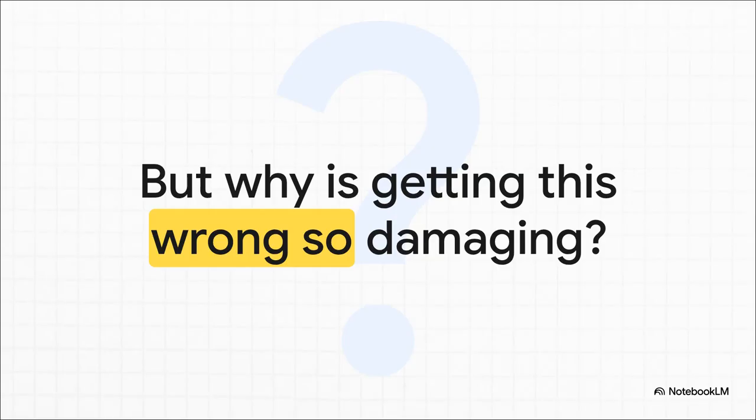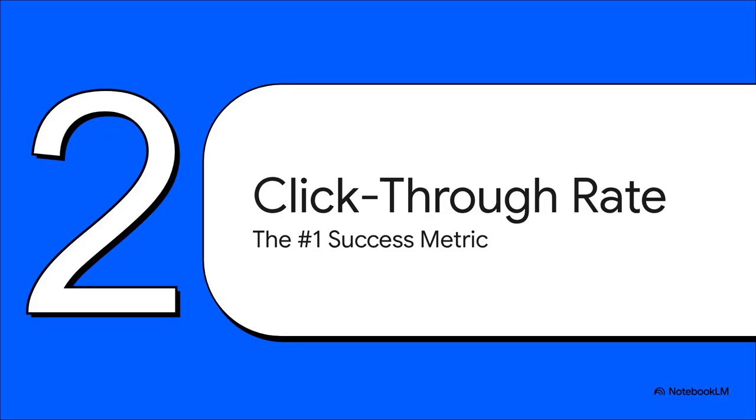So you might be thinking, okay, but what's the real damage here? It's not just about a few missed clicks. Getting this wrong actually hurts your channel in a way that's much, much bigger. And it all comes down to this one number, your click-through rate, or CTR. This is the metric the YouTube algorithm cares about most. It's simply the percentage of people who see your thumbnail and decide to click.